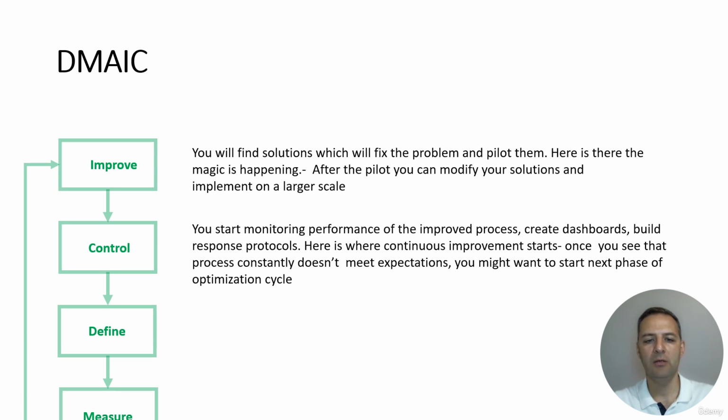And in Control, you start monitoring your improved process, create dashboards, build response protocols. Here is where continuous improvement starts. Once you see the process constantly doesn't meet expectations, you might want to start the next phase of the optimization cycle.